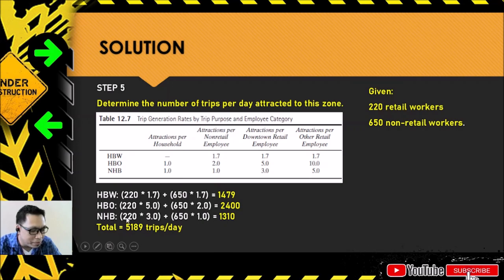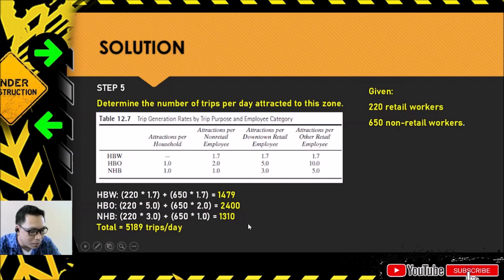So for non-home based, 220 for the retail workers, the factor multiplier is equal to 3, no? So 220 times 3 plus 650, and what is the multiplier for non-retail? That is 1, no? Okay, so therefore it all sums up to equal 1,310.